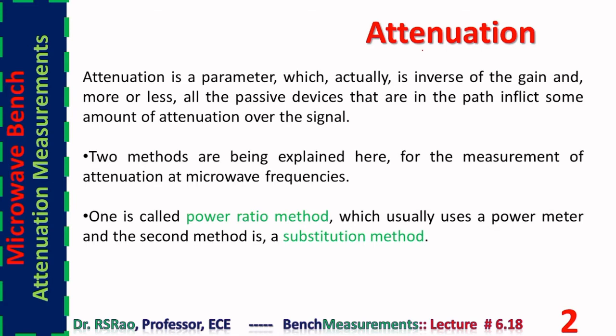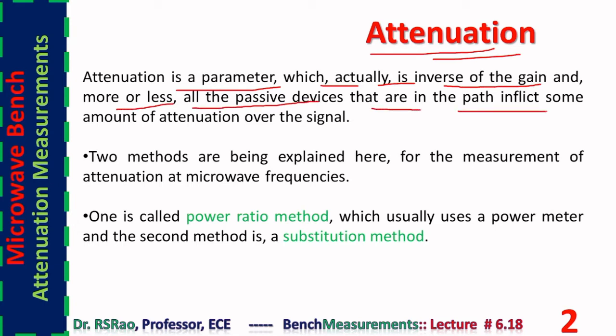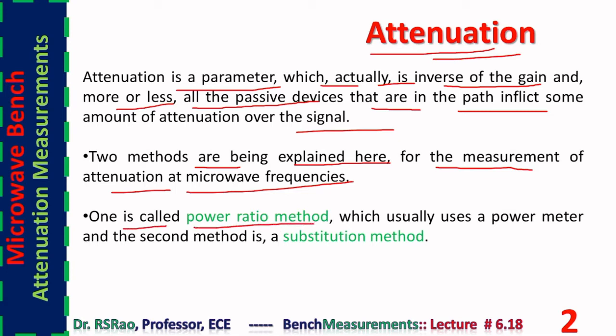As introductory remarks to the session, a few points on attenuation. Attenuation is a parameter which is actually the inverse of gain, and more or less all passive devices that are in the path of the signal inflict some amount of attenuation over the signal. Two methods are explained here for the measurement of attenuation at microwave frequencies with the bench. One is called the power ratio method, which uses a power meter, and the second method is called the substitution method. Both methods are explained here in an elaborate manner.